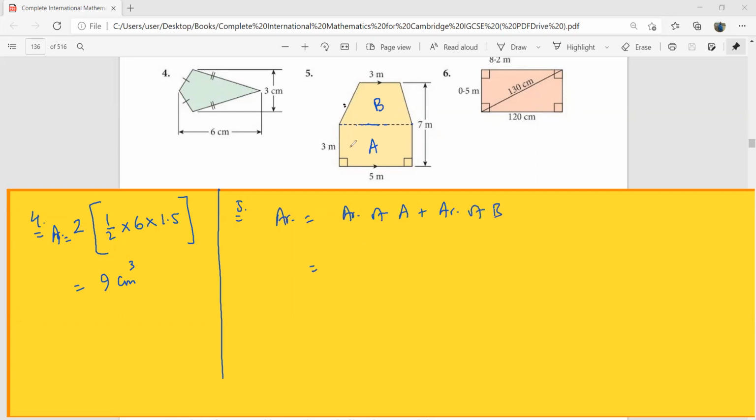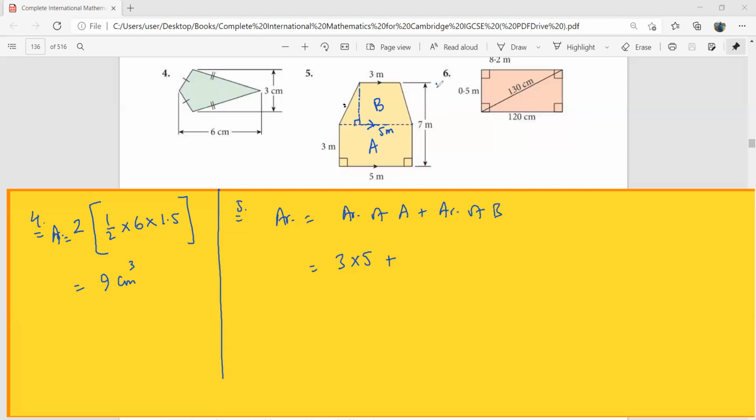We can see that A is a rectangle, so its area is length into width. And then B is a trapezium. So we must know what the two parallel sides are. This one is given as 3. This one I can write as 5 as well, because these are the opposite sides of a rectangle. And then this is the height of this trapezium that I need to know, so how much is this?